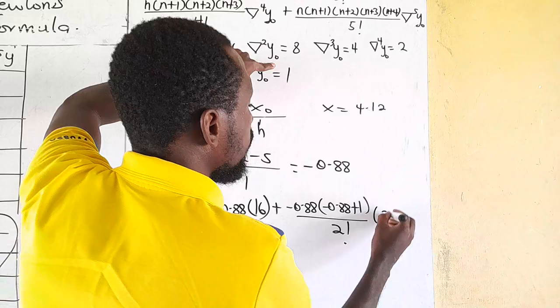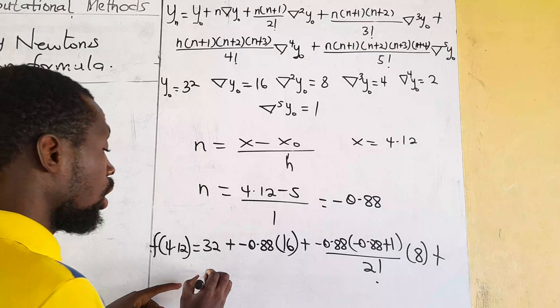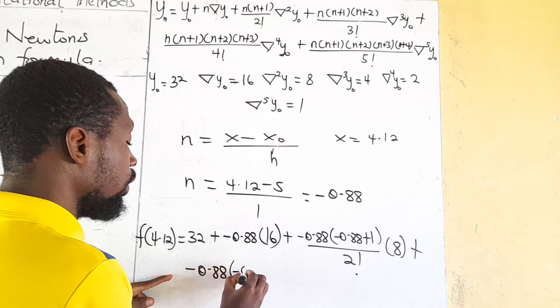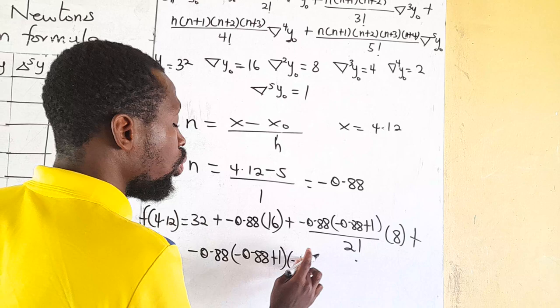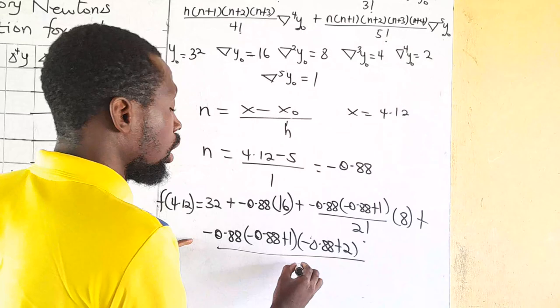So we have negative 0.88, then negative 0.88 plus 1, then negative 0.88 plus 2, all over 3 factorial, nabla cube y naught. And nabla cube y naught is 4.